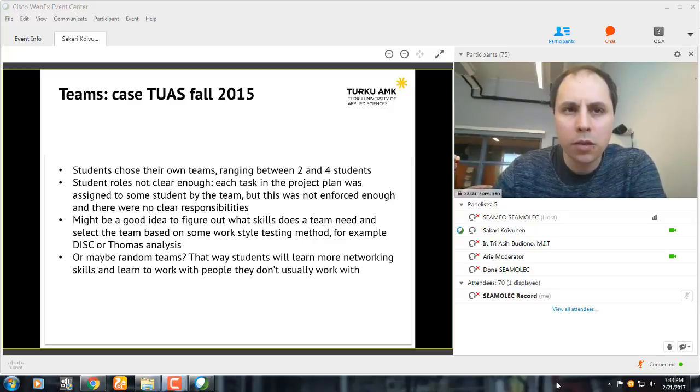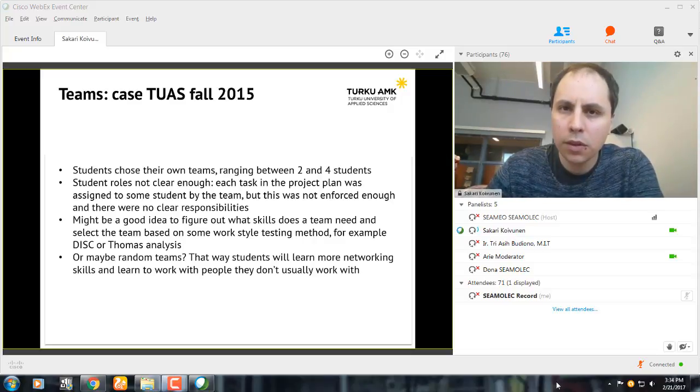And we had the problem that the students didn't have too clear roles. So we tried to assign each task in the project to some student, but we didn't enforce that enough, so all of the students were working on pretty much all the tasks, and they didn't have any specific leader in the project group. So we should in future enforce the team leadership and roles a little bit better.